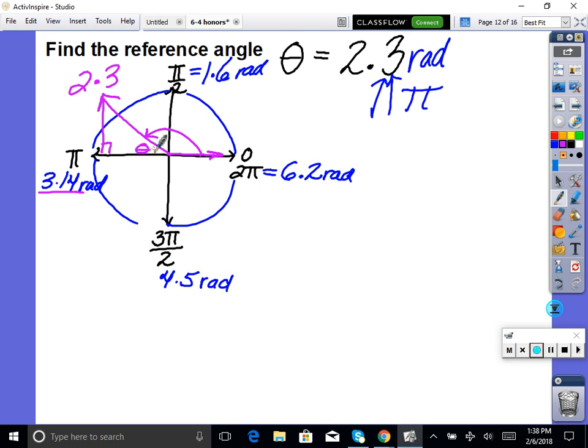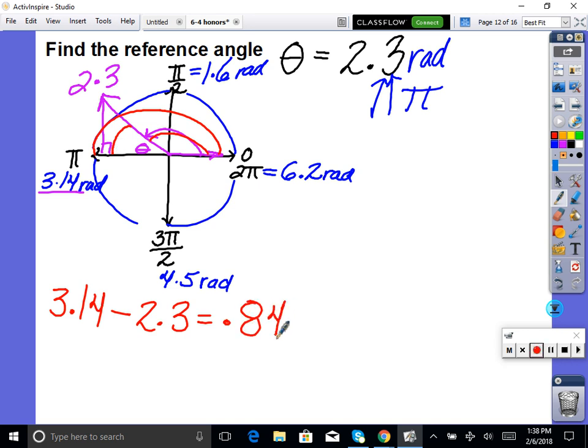So how could we find that? 3.14 minus 2.3. So that would leave me with that distance from there to there of 0.84 radians is our reference angle. Is anyone confused? Pretty easy? Cool.